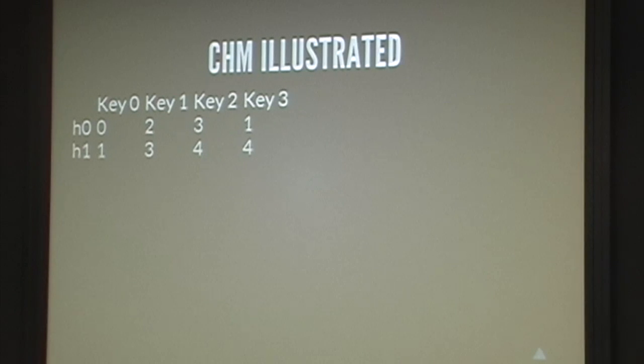How does it look like? So we have 4 keys. We apply our random hash functions, get some values for that, and now we consider this a graph. What I'm showing is basically the values from 0 to 4 and some associated number.